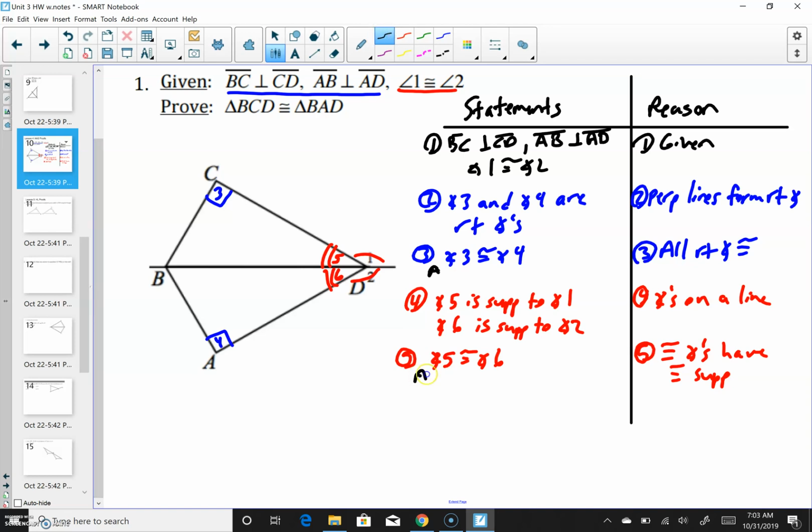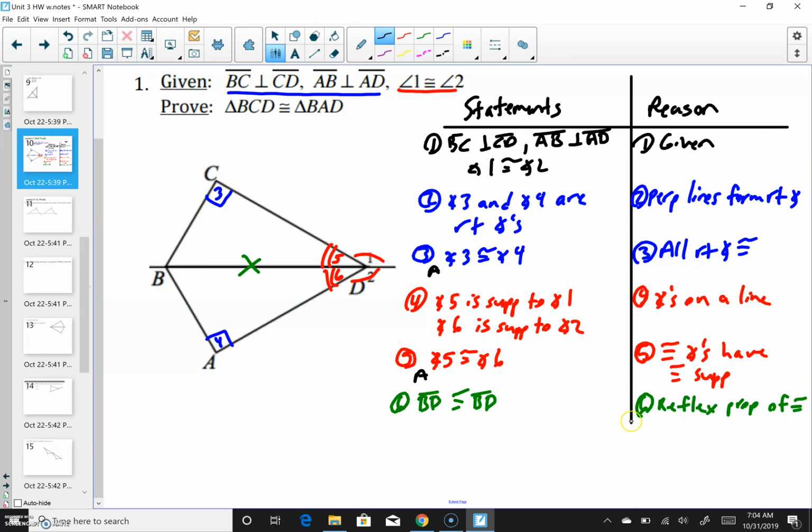So there's another angle. So now we are out of givens. So there's only one piece left for us to look for, and that's either vertical angles or reflexive. I see that side. In step 6, I see BD is congruent to BD. That's going to be our reflexive property of congruence.